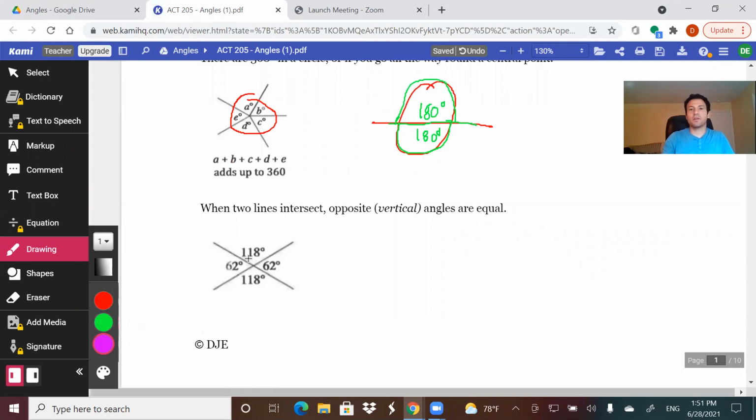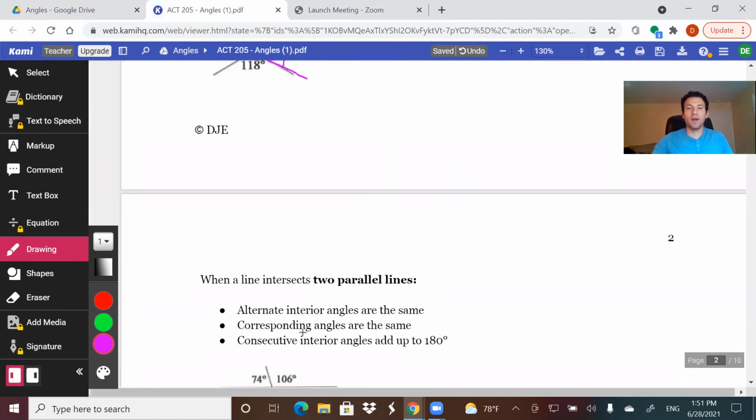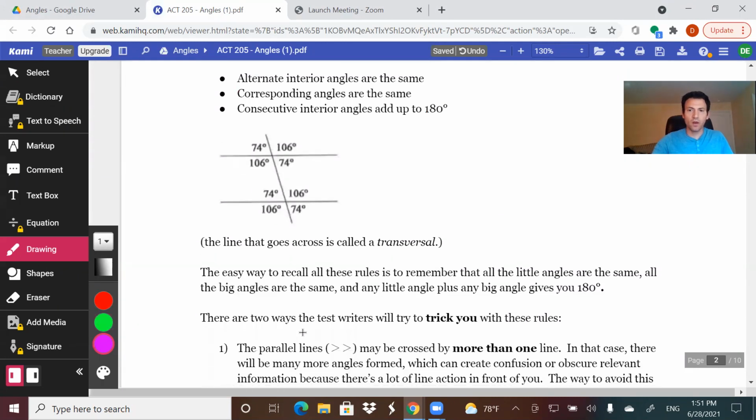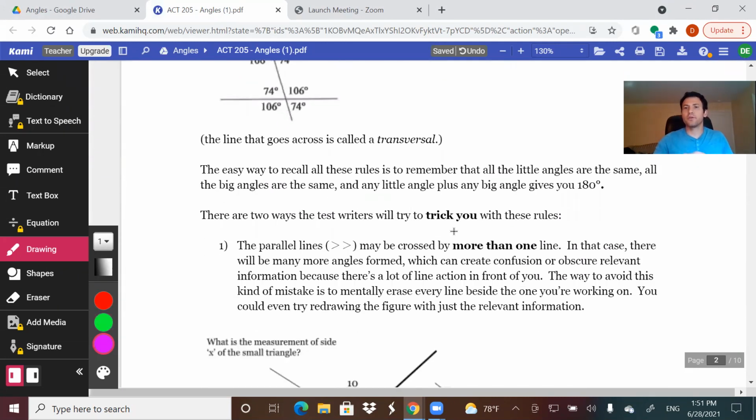And the cool thing about this is you know that opposite angles are the same if you have a transversal or the lines intersect like this. And you also know that if this is 62, well, because this is a straight line right here, this has to be 118. They have to add up to 180. Anyway, make sure you read through these tricks.